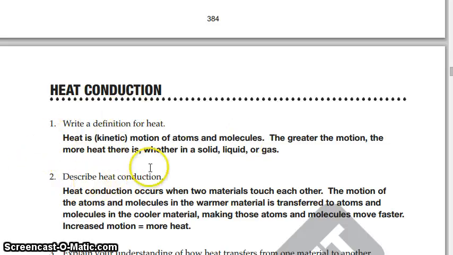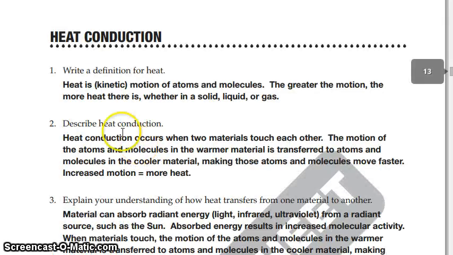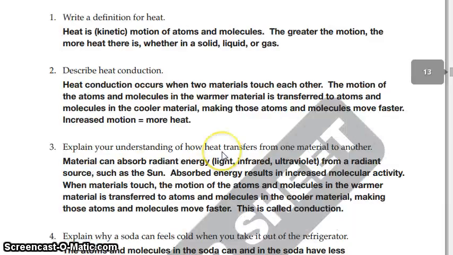Next, we looked at describing heat in terms of conduction. Heat conduction occurs when two molecules touch each other. It's kind of our definition of what conduction is, and then it gives a little bit of explanation of how conduction actually works. The motion of atoms and molecules in warmer materials transfer to the atoms and molecules in the colder material, making those molecules move faster. That increase in motion will give us an increase in heat and an increase in energy.